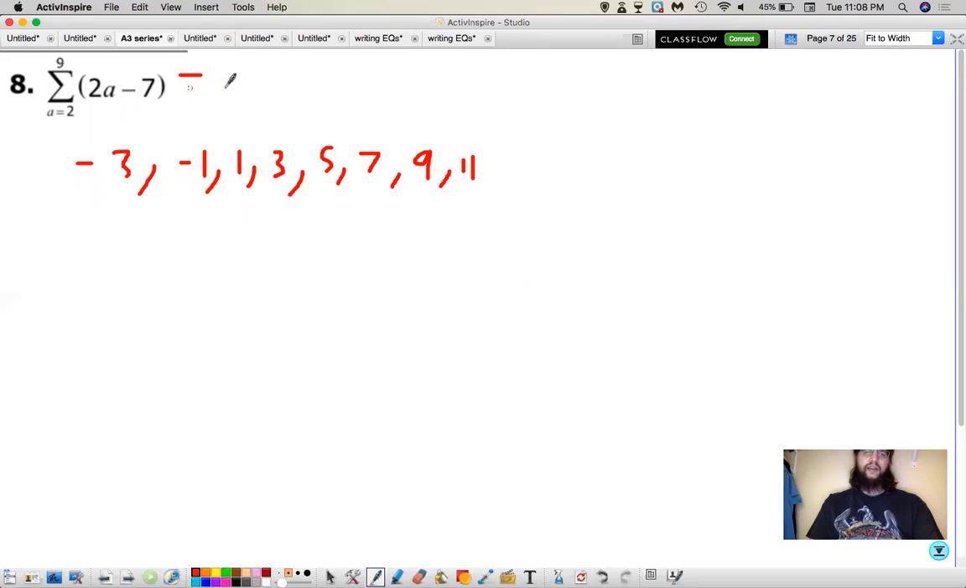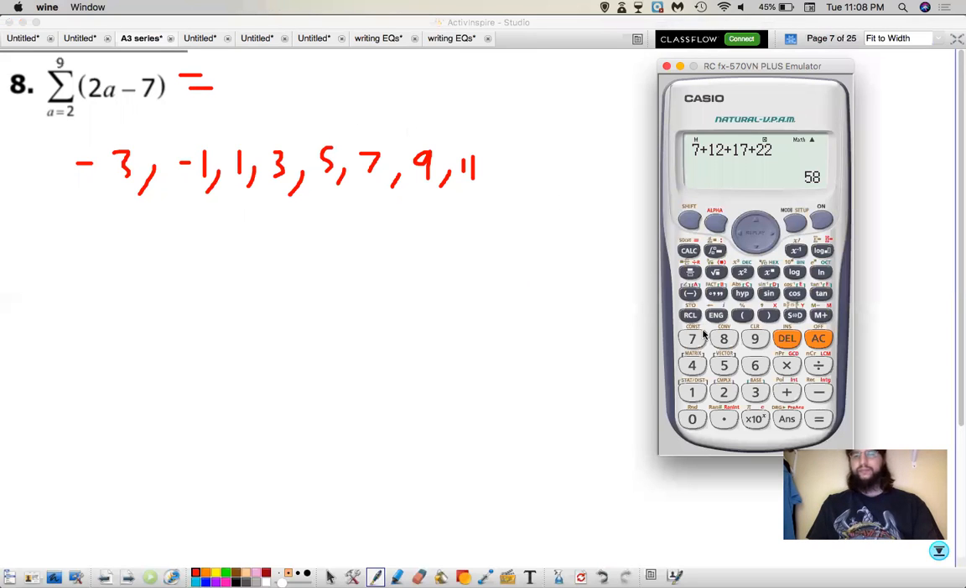So now I'm going to add up that and see what we have. Negative 3 plus negative 1 plus 1 plus 3 plus 5 plus 7 plus 9 plus 11 gives us 32.